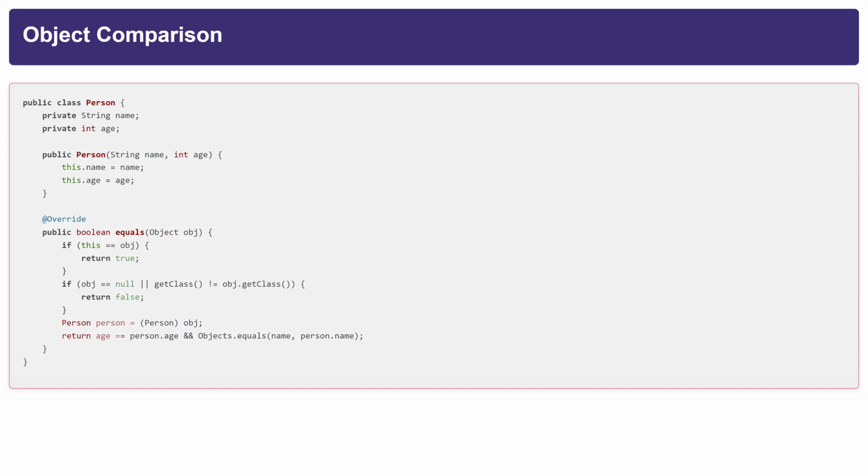Here is an example of a custom equals method in the Person class. The equals method checks if the object being compared is the same as this object, and if not, it checks if the object is of the same class. Then, it compares the state of the two objects by checking if their names and ages are equal.